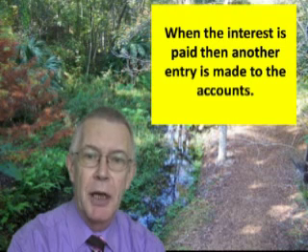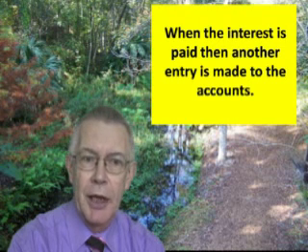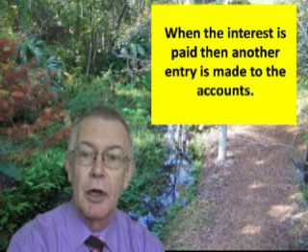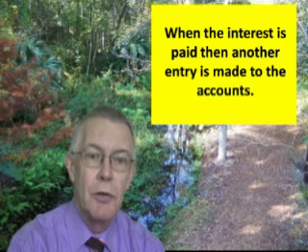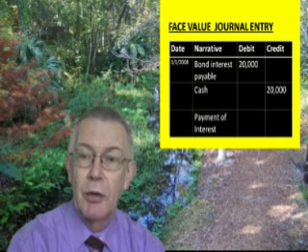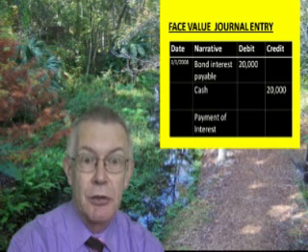When the interest is paid to bondholders, another double entry is required. This entry is straightforward. The liability to pay the interest is removed, so that account will be debited. Remember that debits reduce liabilities. The cash account will be credited. Credits decrease assets.